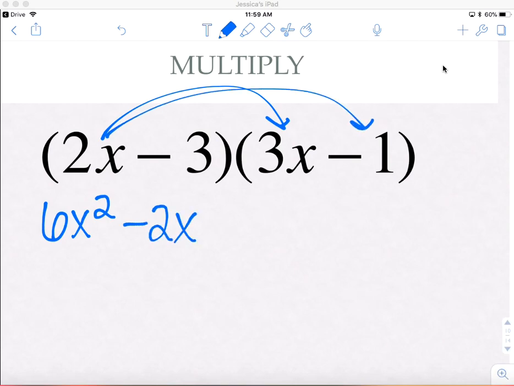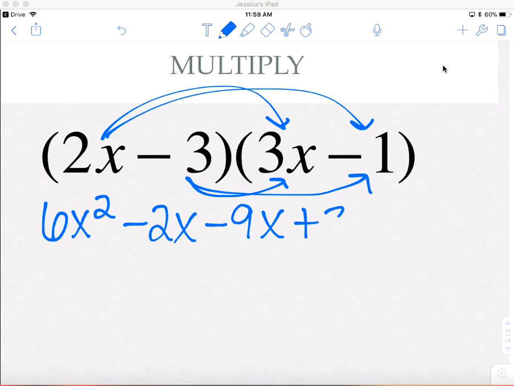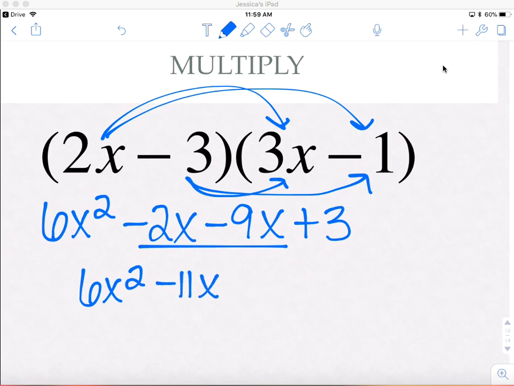2x times negative 1 is negative 2x. Be careful with your signs. Negative 3 times 3x is negative 9x. And negative 3 times negative 1, a negative times a negative, is a positive 3. I have like terms here of negative 2x minus 9x, making this 6x squared minus 11x plus 3.